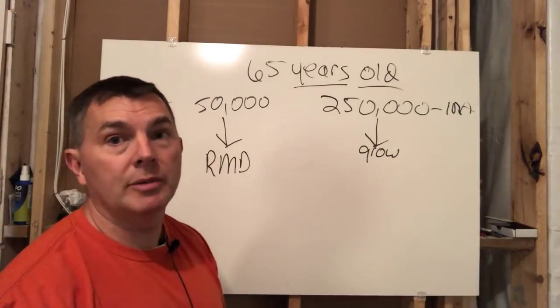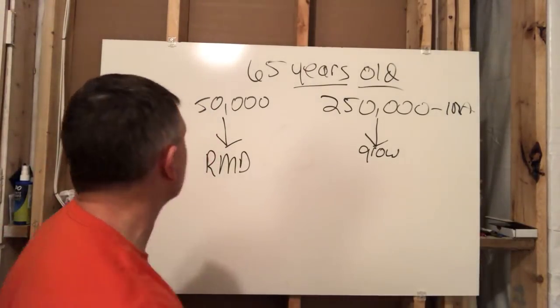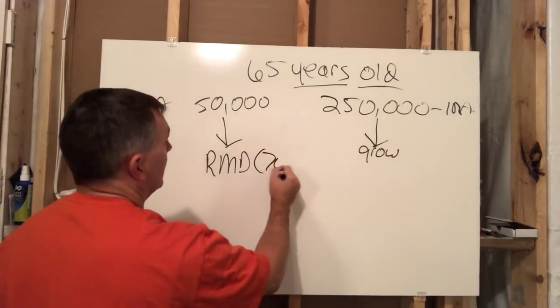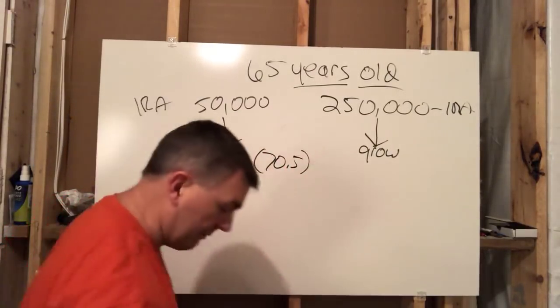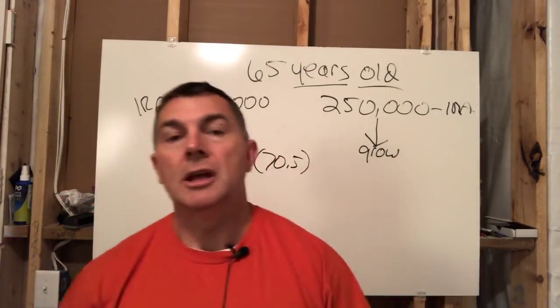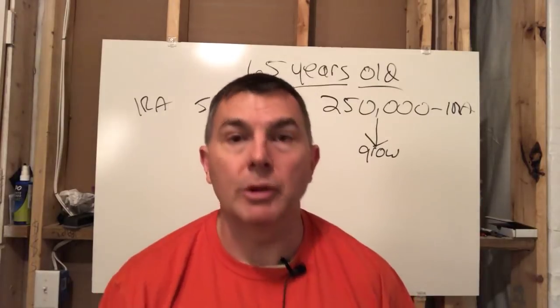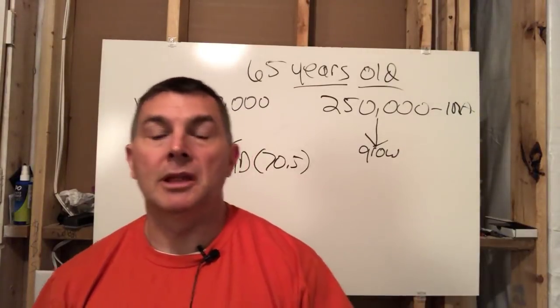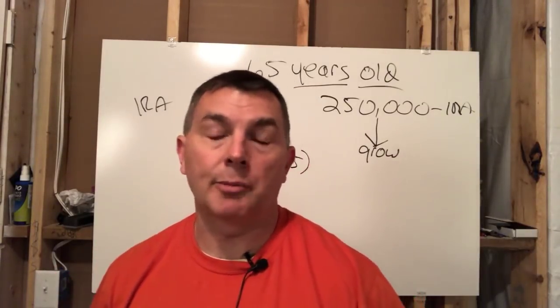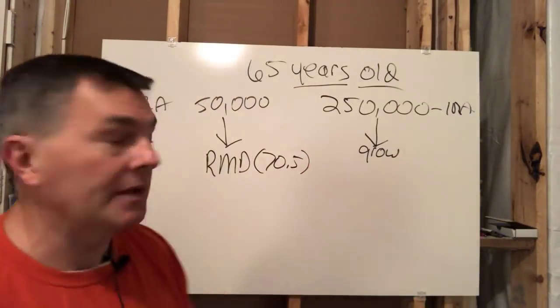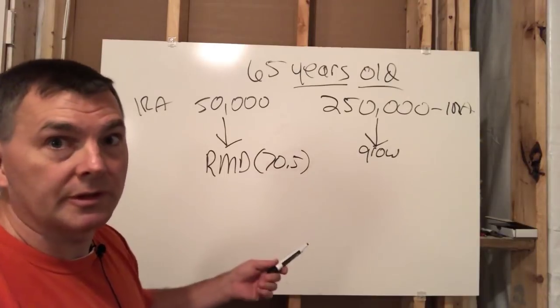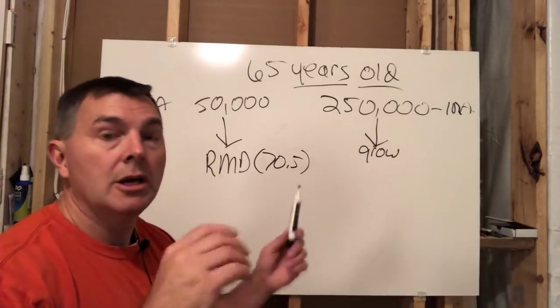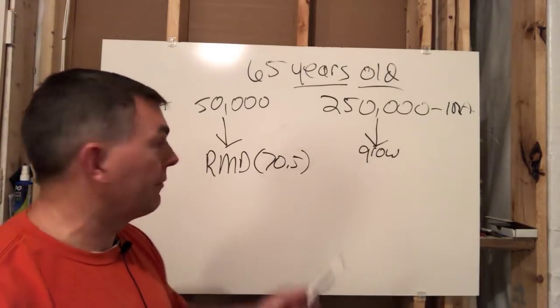Again, RMD is required minimum distribution, which happens when you're 70 and a half years old. Let's just say 70. As I always say, do not wait till April 1st of the year following when you turn 70 and a half, because then you have to pay two RMD taxes in that one year, making your tax brackets that much higher, which could affect many things. So just take it when you hit 70.